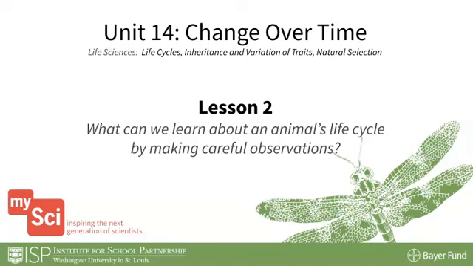Welcome to Lesson 2 in Unit 14, Change Over Time. In this lesson, students will work to answer the question, what can we learn about an animal's life cycle by making careful observations? In the previous lesson, students figured out that plants have a life cycle of birth, growth, reproduction, and death. In this lesson, students observe the various stages of a darkling beetle's life cycle and learn about other animals that lay eggs. Students figure out that animals have a similar pattern of life cycle as plants: birth, growth, reproduction, and death. This lesson will take approximately 2 days plus monitoring time.